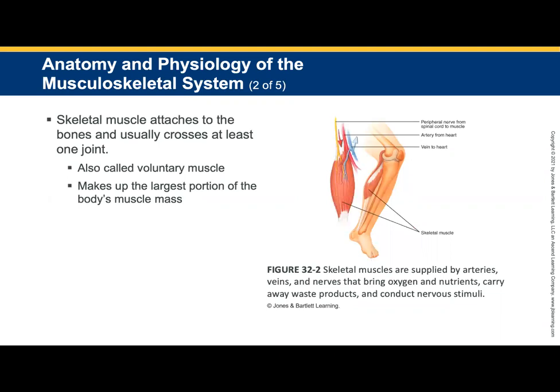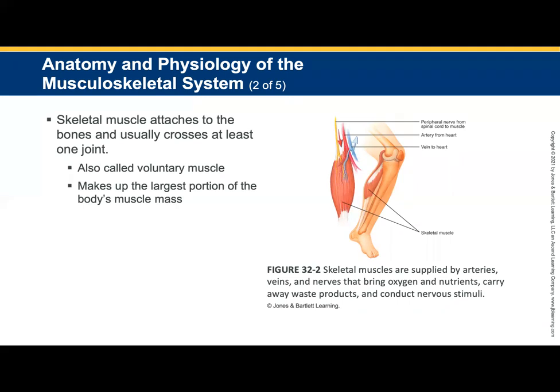The skeletal muscle is also called a striated muscle because of its characteristics. The way that it looks, it's got these stripes that are striated. It attaches to the bones and usually across at least one joint. So if you can see right here how it brings it around on the back side of that joint, those are all skeletal muscles because it's around the bone.